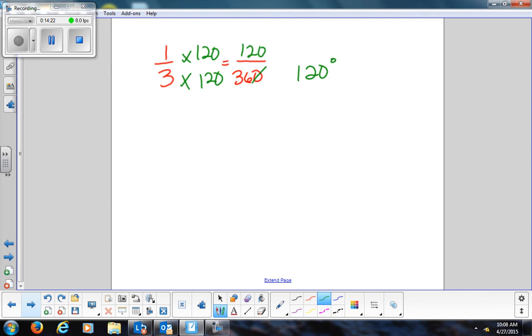What's the answer to number 2? I don't even have to do any math on this one. 45. 45 degrees. It is not easy. Stop saying it's easy. That one was easy because it told you the answer already. What did it say?